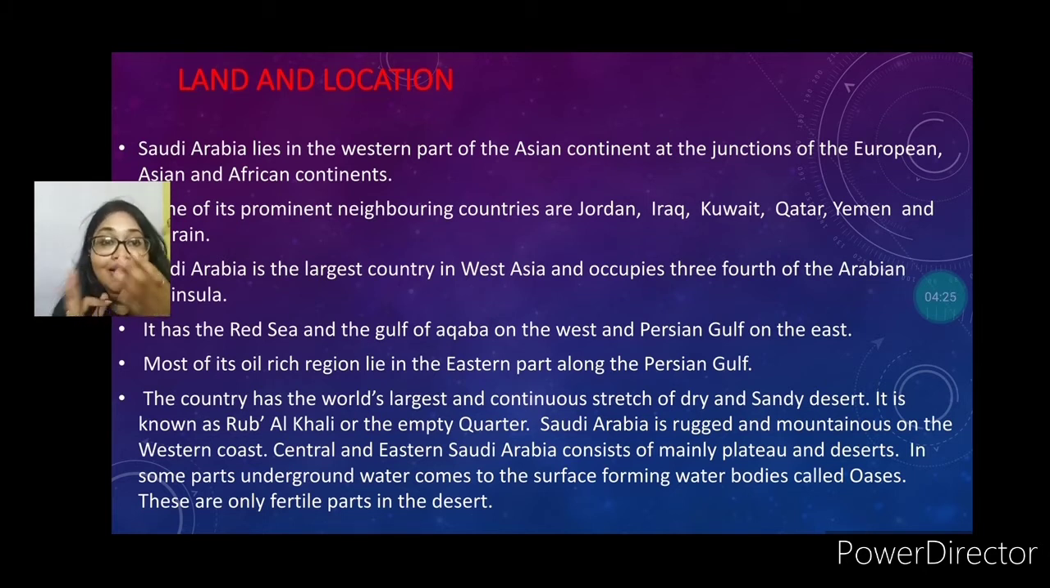In some parts, underground water comes to the surface, forming water bodies called oases. Remember, in the desert regions where you can find water, you also find some fertile soil. So if fertile soil is present there, vegetation also grows in those regions. Okay, so an oasis is very important for the desert region.